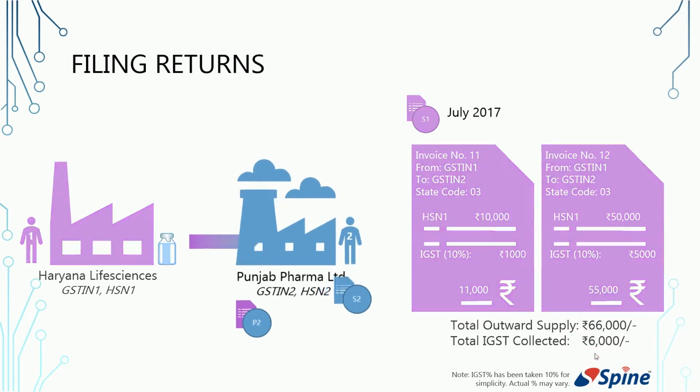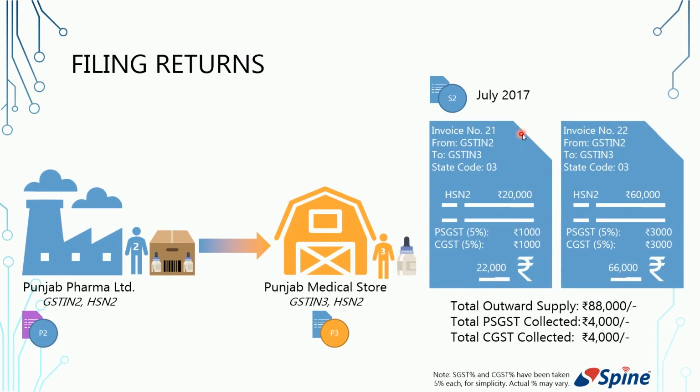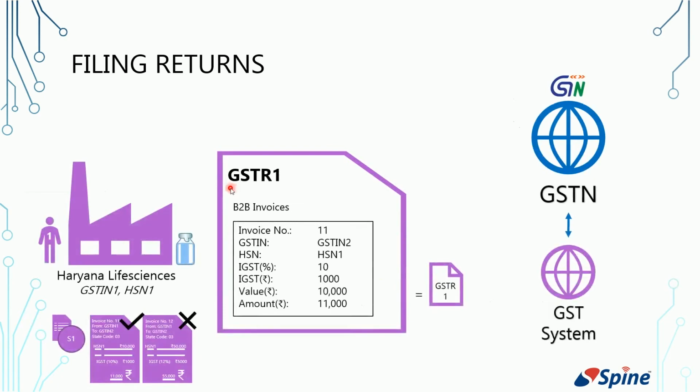Similarly, Punjab Pharma sends two invoices, invoice number 21 and 22, to Punjab Medical Store. Since this is an intrastate supply, SGST and CGST is charged on the invoice. The total outward supply for Punjab Pharma is 88,000 rupees, and the SGST and CGST collected are 4,000 rupees each. Now, using these invoices, all the taxpayers have to file their return of outward supply. This is the first return, which is called GSTR1, or GST Return 1.